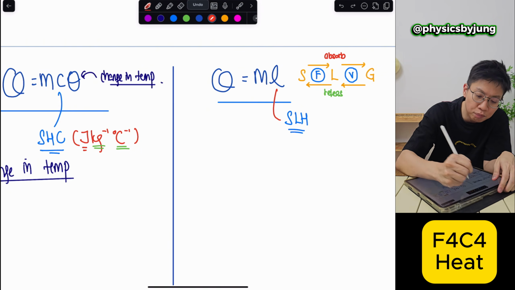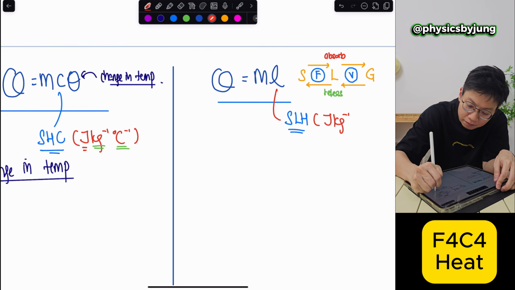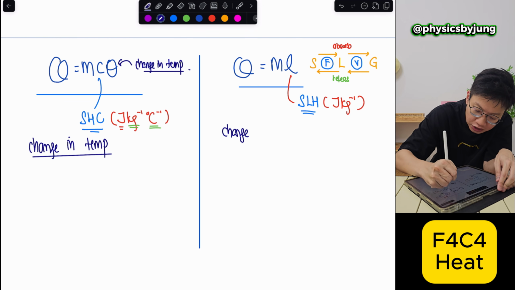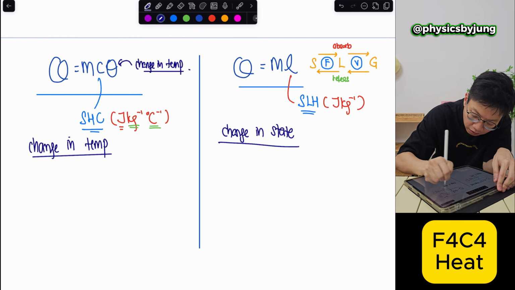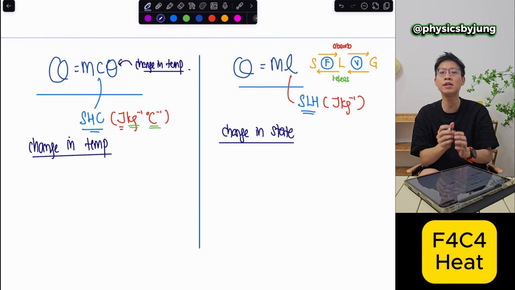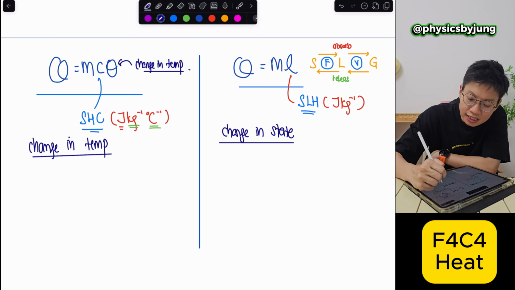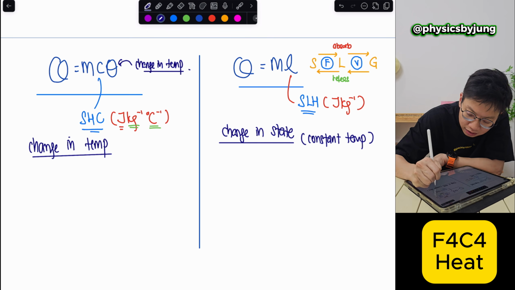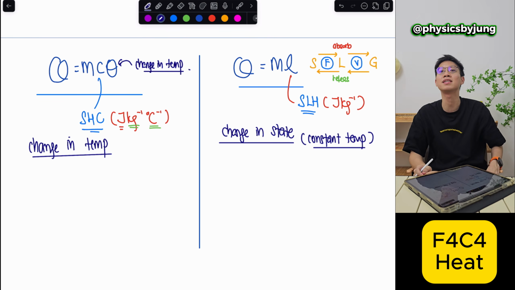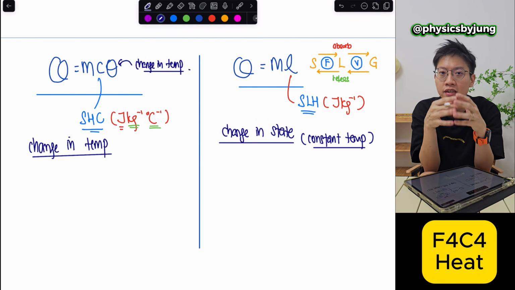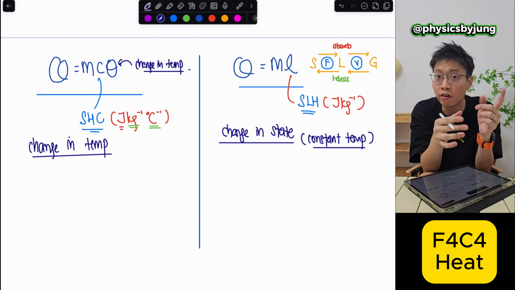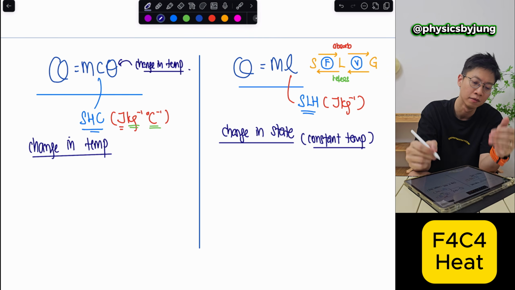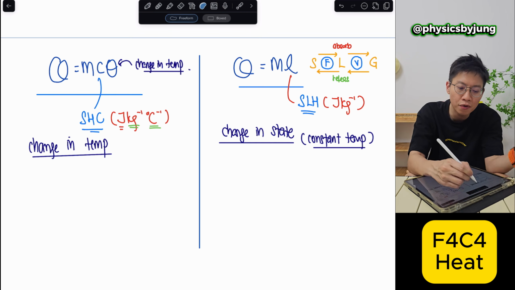Okay, then specific latent heat has no temperature change, because it is only change in state. We sometimes say this is change in phase. We also say change in state, which is solid, liquid, gas. So it's only per kg. When you have change in state, usually it is related to constant temperature. That's why the definition for specific latent heat is the quantity of heat needed to change the phase or state of 1 kg substance at constant temperature. So you must say the constant temperature, alright?